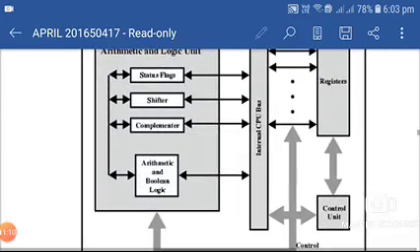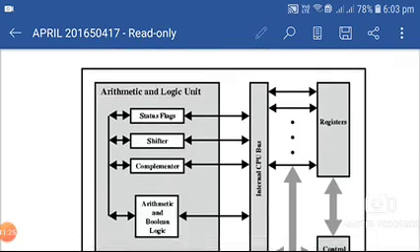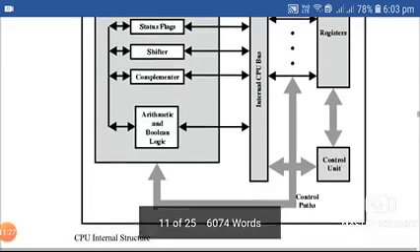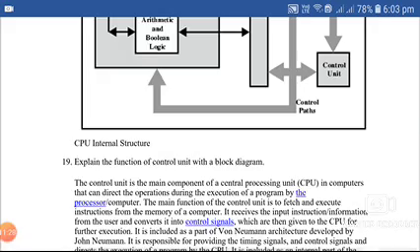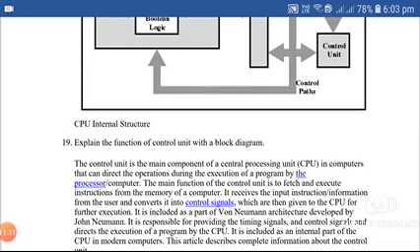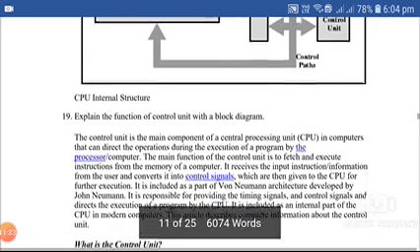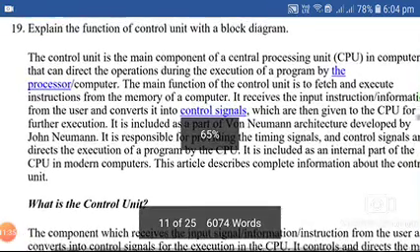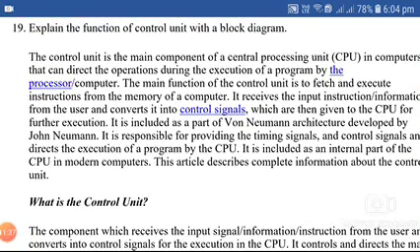Here it has the ALU, arithmetic logic unit, as a base. In it has status flags, shifter, complementer, arithmetic and boolean logic. Next it has an internal CPU bus, and in the last it is having the registers and control unit. So this is the diagram for CPU internal structure. And next we are moving to the 19th question. Explain the function of control unit with a block diagram.